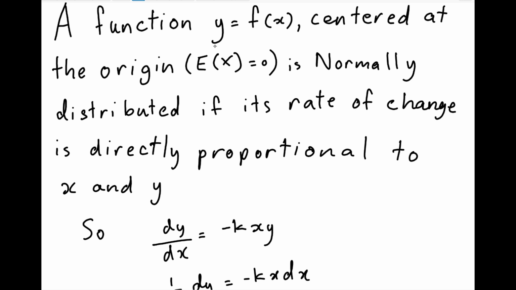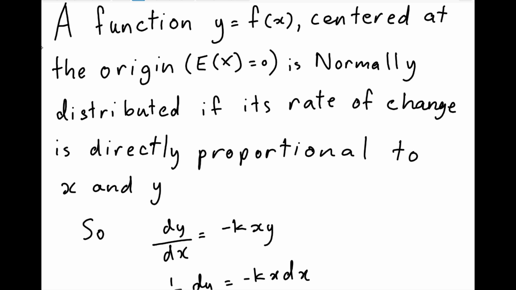It says a function y equals f of x centered at the origin is normally distributed if its rate of change is directly proportional to x and y. The fact that E of x, the expected value, is 0 will become relevant later on, but because it's an even function symmetric about the origin, the mean or expected value will be 0.